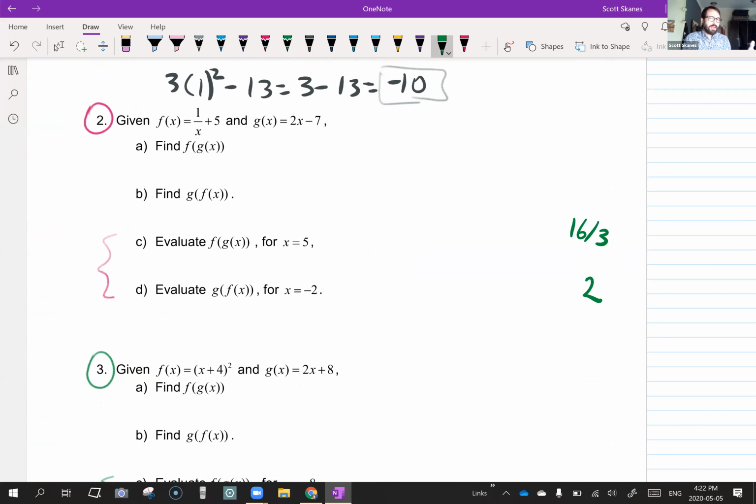I'm going to do out a and b so that we have something to work with. But you know, you're correct. So well done. I'm going to put in this one, all the x's in f are being replaced with the function g. So f of g of x is the same as f of 2x minus 7. All of the x's are replaced with 2x minus 7. All the x's in function f. So that's 1 over 2x minus 7. And then we're going to have plus 5.